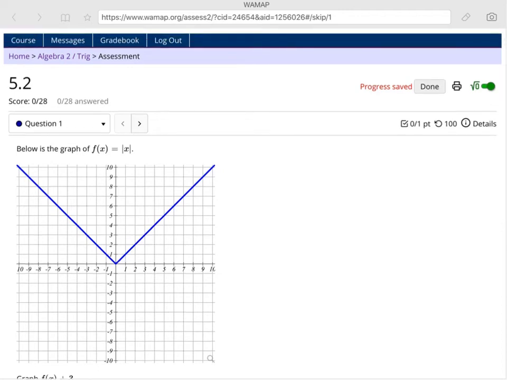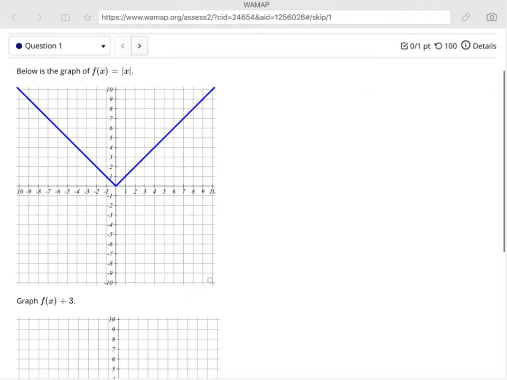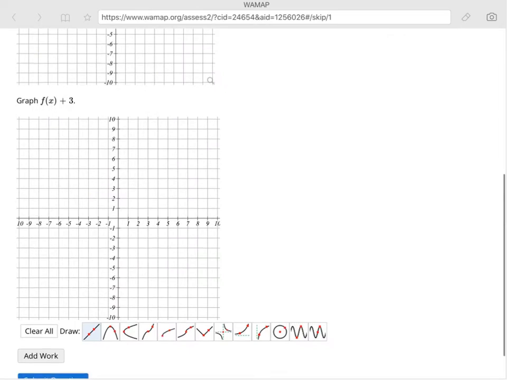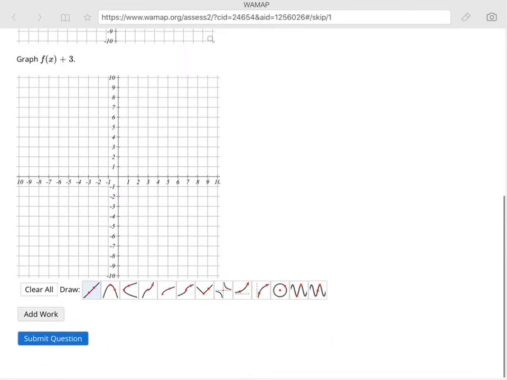In assignment 5.2, the first few questions that you see will be the most familiar. They're going to be based on graphs that you were just practicing in assignment 5.1. So for instance, in this case, it tells us that we are seeing the graph now of f of x equals the absolute value of x, which hopefully we already knew would come out looking like a V. But what it's asking us to do is to graph f of x plus 3.